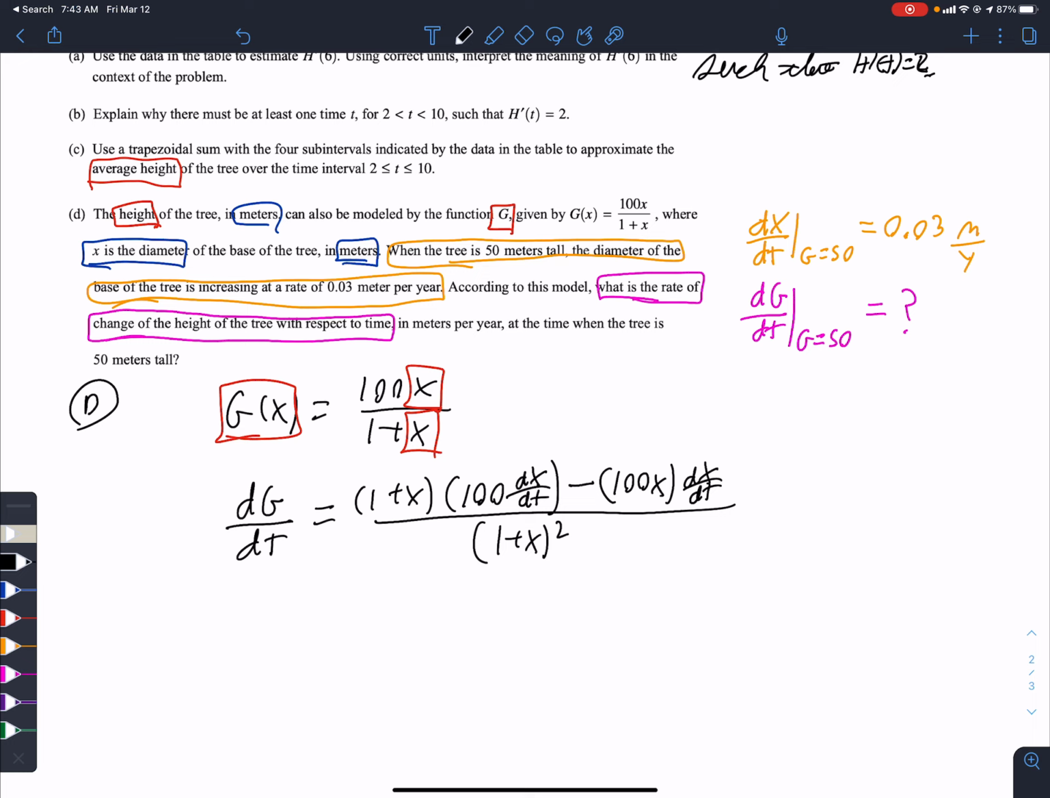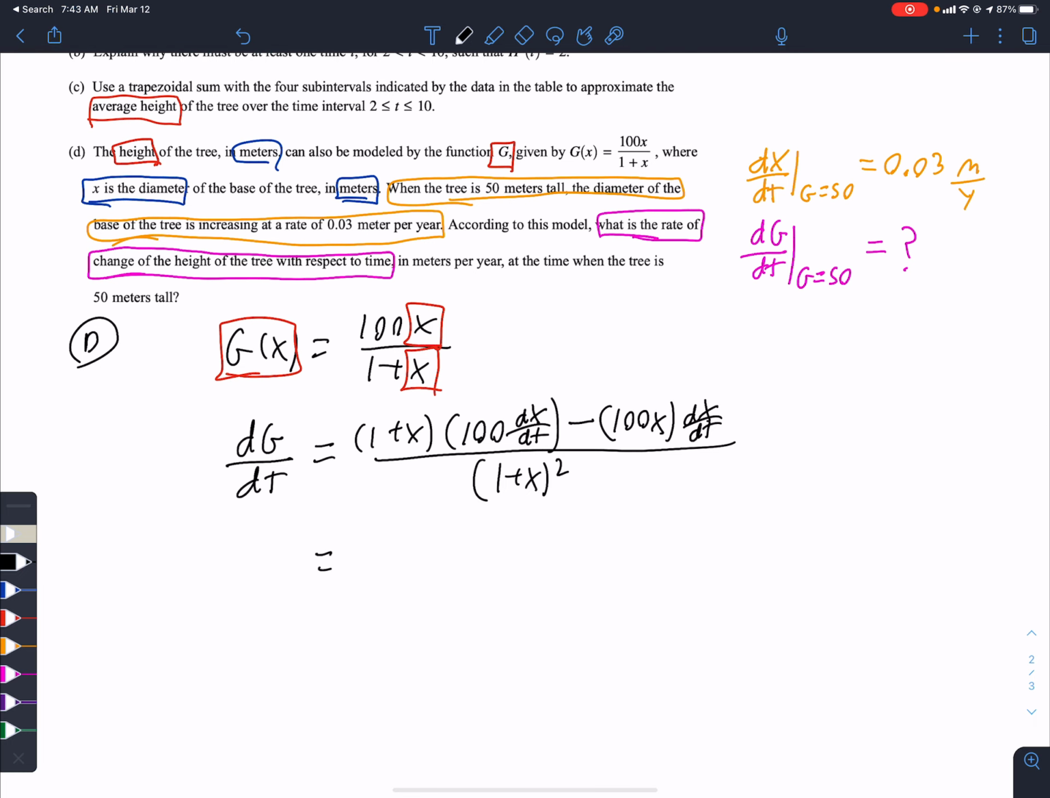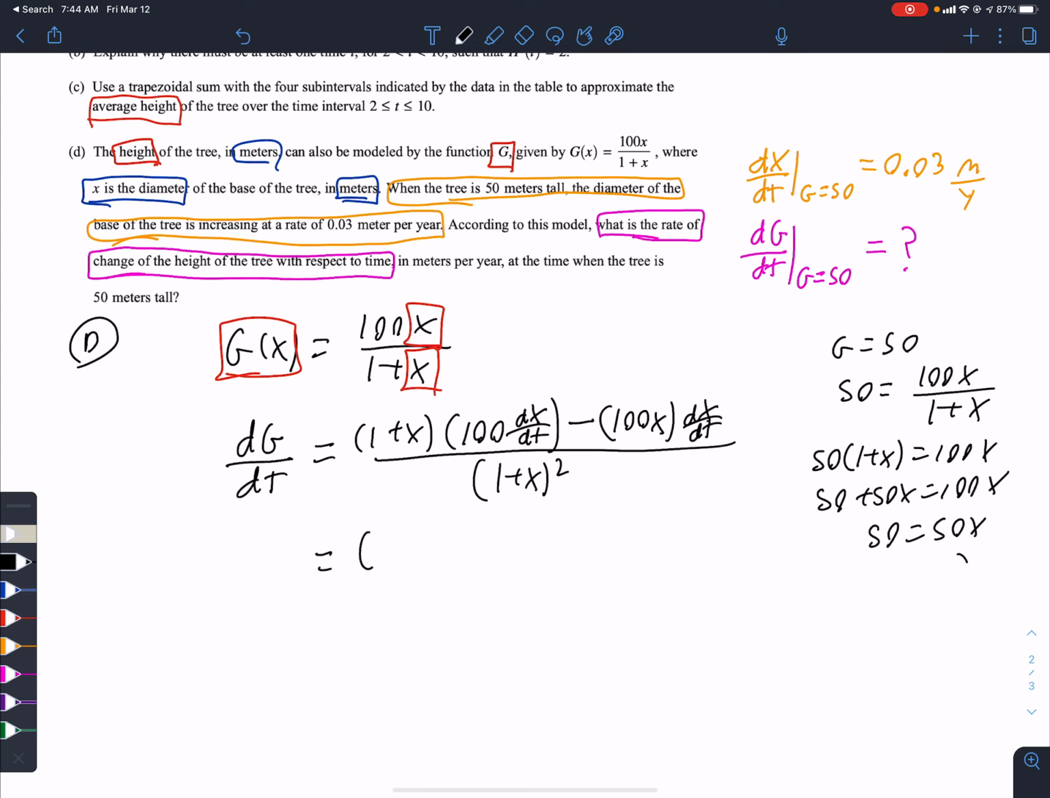Now it's a matter of just plugging everything in. Okay, we have one issue. What is x? Well, when g is 50, can we solve for x? I think we can. I'll just do some side work. When g is 50, we have 50 equals 100x over 1 plus x. I'll multiply both sides by 1 plus x. Subtract 50x from both sides. And we get x equals 1. So we know x equals 1.